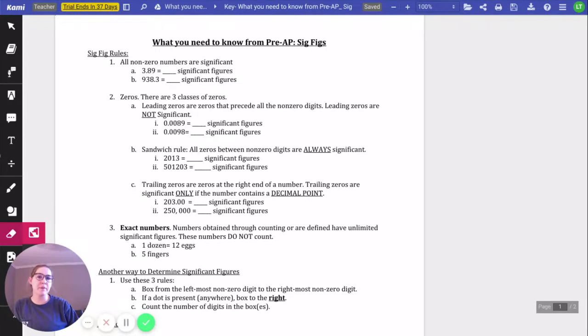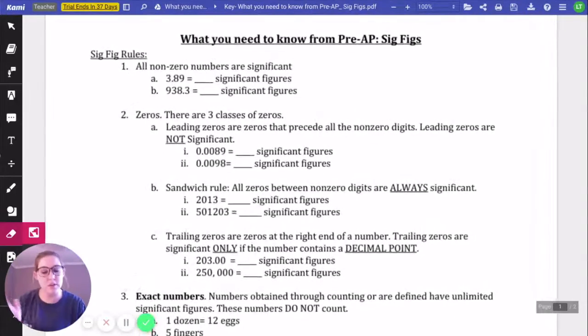For this video, I'm going to be going over sig fig rules with you guys. I'm not going to work every single problem with you, but I will work a few. I will have them worked out on the key so that you can go check your answers if you work them out yourself. So let's start with sig fig rules.